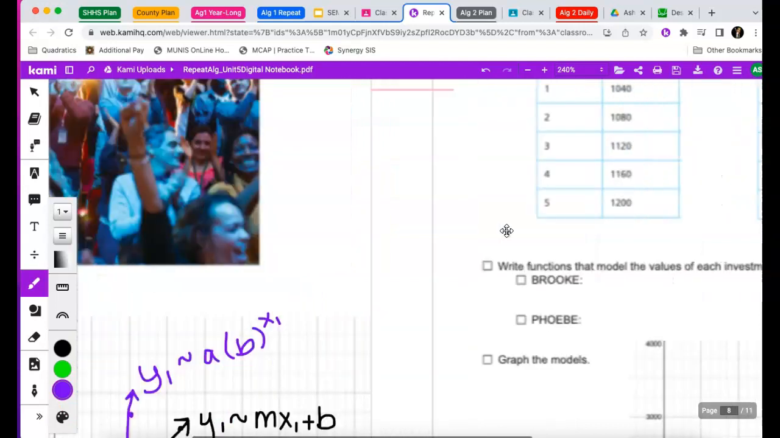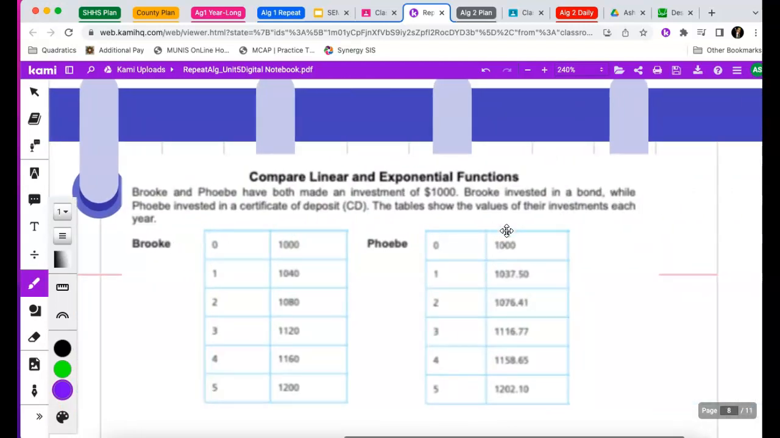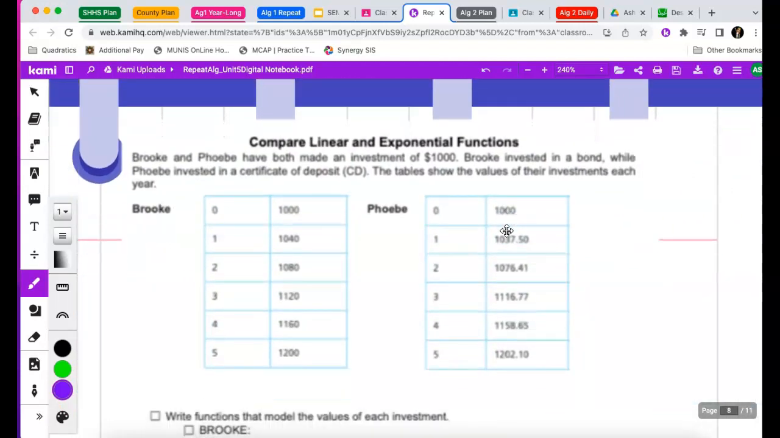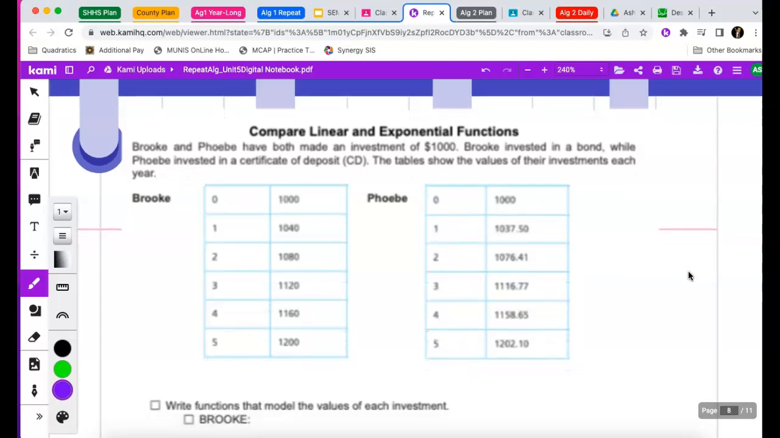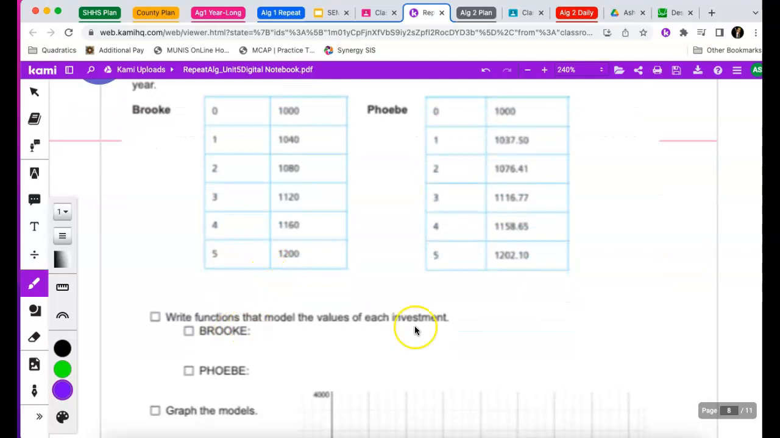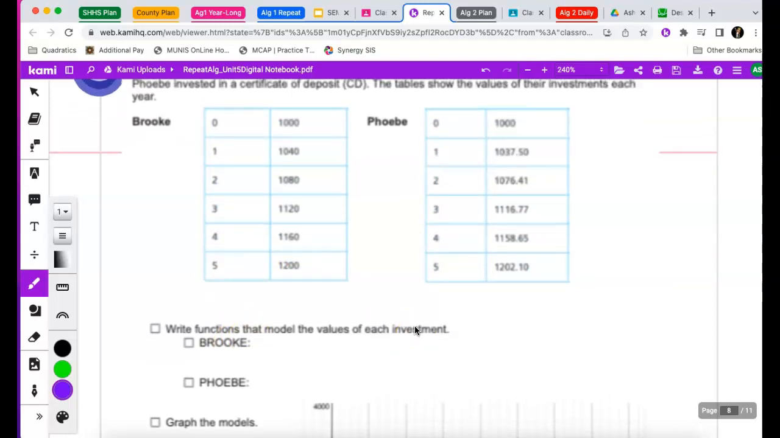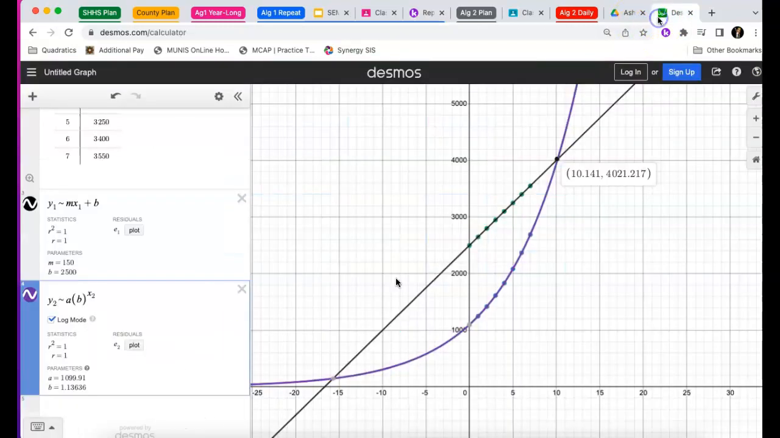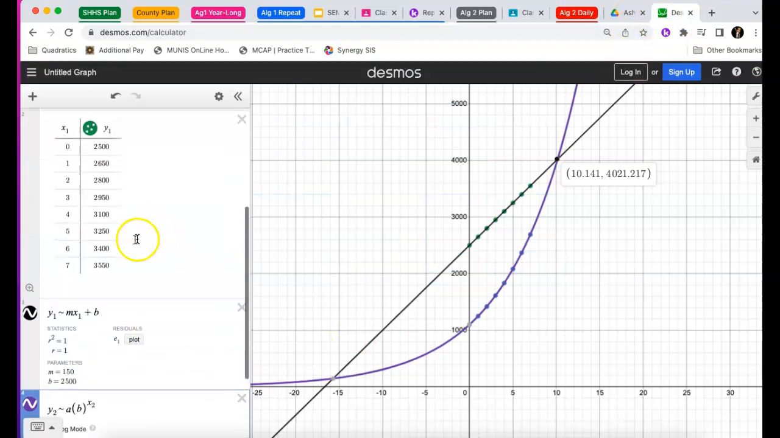So task 4. Instead of looking at venues, now we're going to look at investment accounts. Brooke and Phoebe both have made an investment of $1,000. Brooke invested with a bond and Phoebe invested with a CD. The tables of the values of the investment are shown. So what we're going to do is write functions that model each of the investments. So we're going to take a minute to type our data into Desmos.